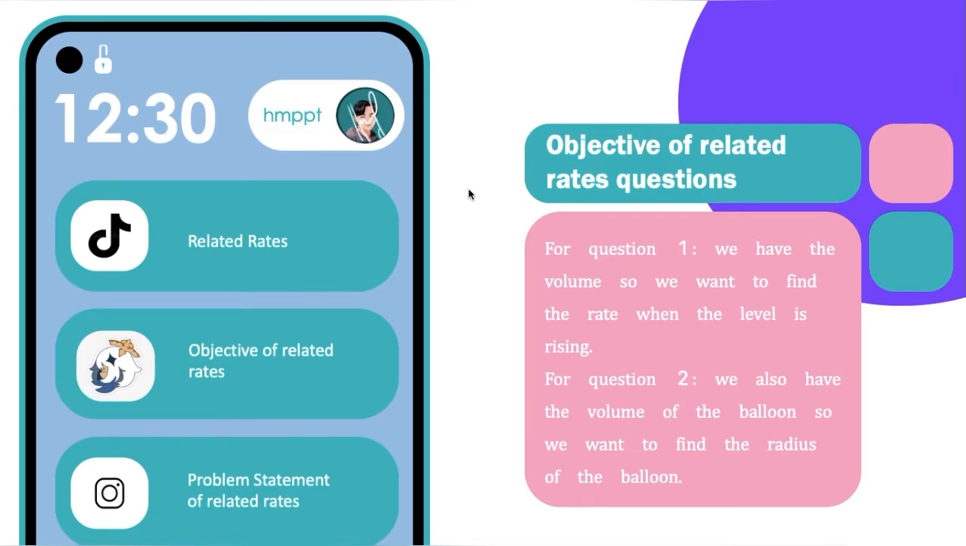For question 1, we have the volume, so we want to find the rate when the level is rising. And for question 2, we also have the volume of the balloon, so we want to find the radius of the balloon. So I'll continue this presentation to Nurul Shahira. Thank you.